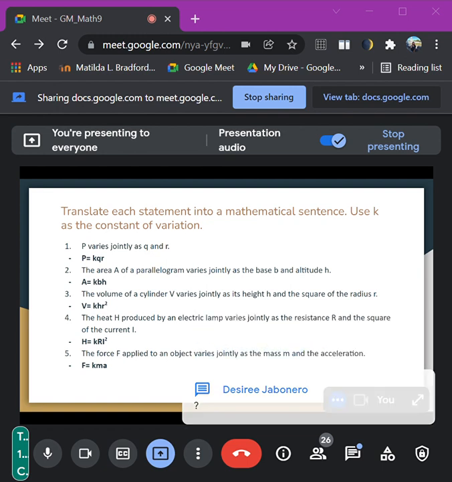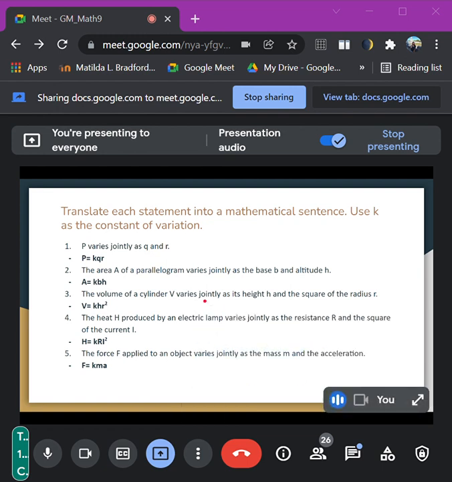Now, do you have any questions, class? It is much better to practice writing the mathematical sentence because this is the first step. Once you make a mistake in the first step, everything that follows will also be incorrect. Okay? Now, any questions?